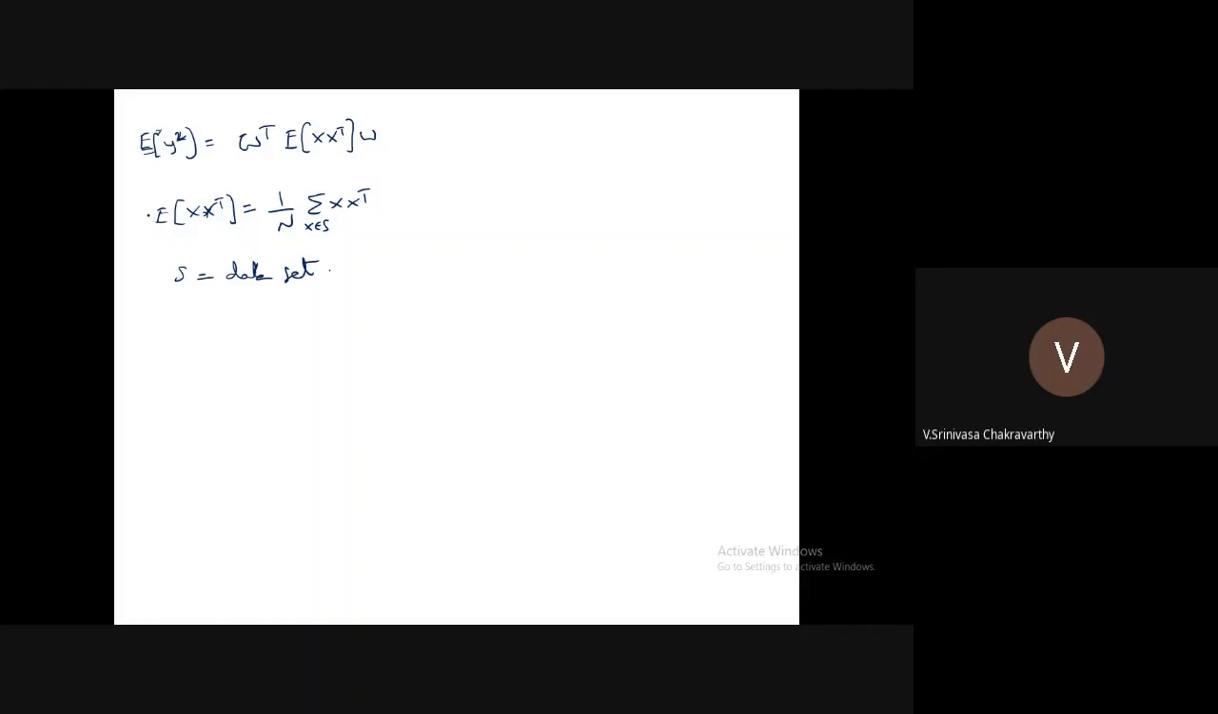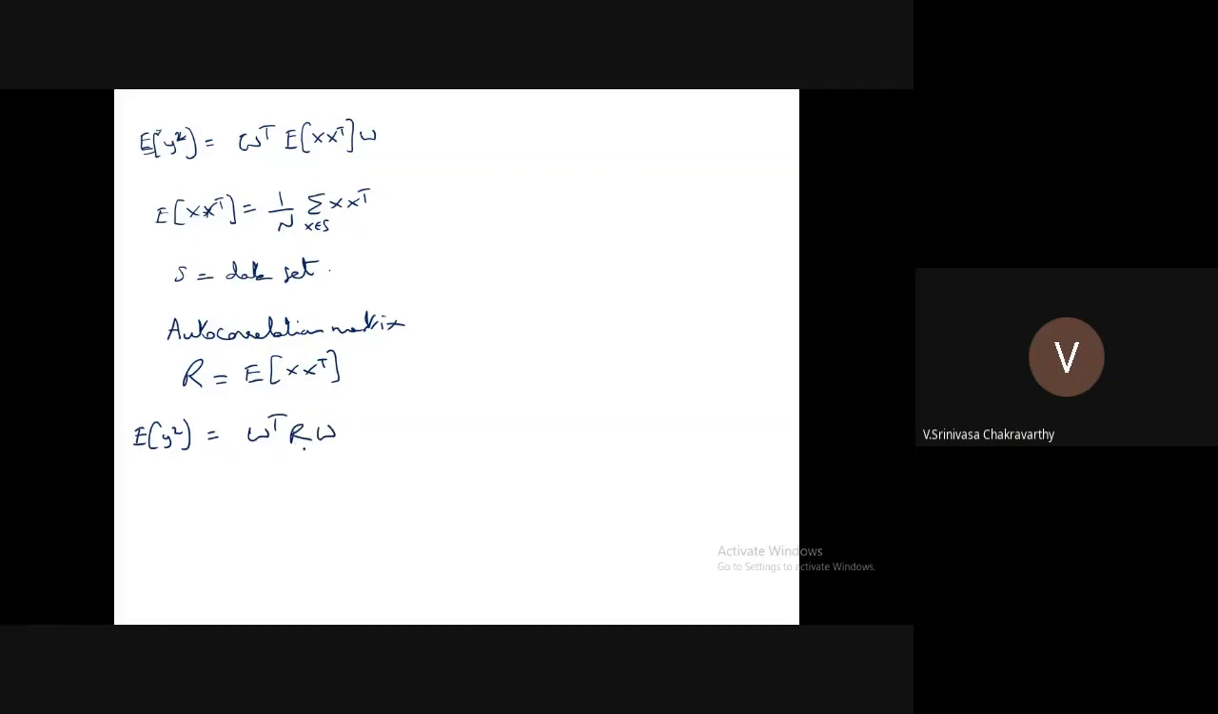We'll call this matrix, popularly called the autocorrelation matrix, but the more precise terminology is covariance matrix. We'll just call it the autocorrelation matrix. Note that this is a matrix, and I'll use the notation R, which is equal to the average value of X X transpose. So now your expected value of y square becomes W transpose RW.